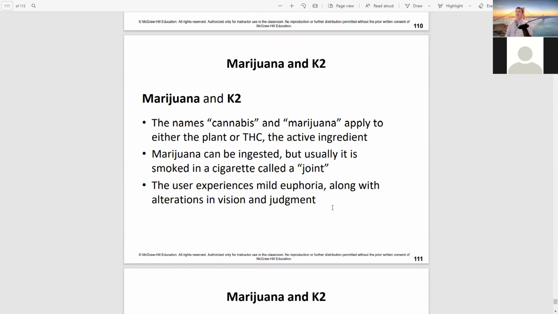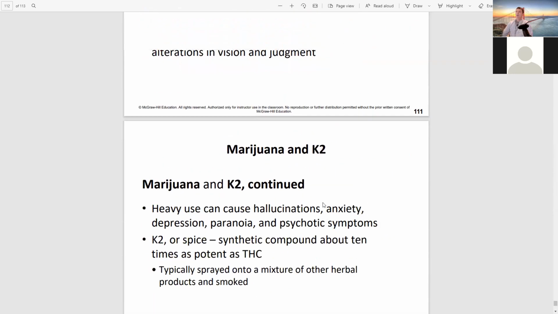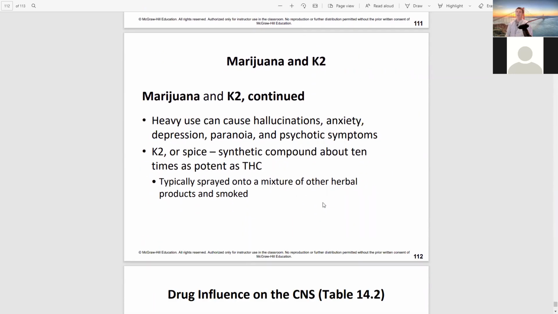Okay, so marijuana and K2. The names cannabis and marijuana apply to either the plant or THC, the active ingredient. Marijuana can be ingested, but usually is smoked in a cigarette called a joint. The user experiences mild euphoria, along with alterations in vision and judgment. Heavy use can cause hallucinations, anxiety, depression, paranoia, and psychotic symptoms. K2 or spice is a synthetic compound about 10 times as potent as THC, which is typically sprayed into a mixture of other herbal products and smoked.